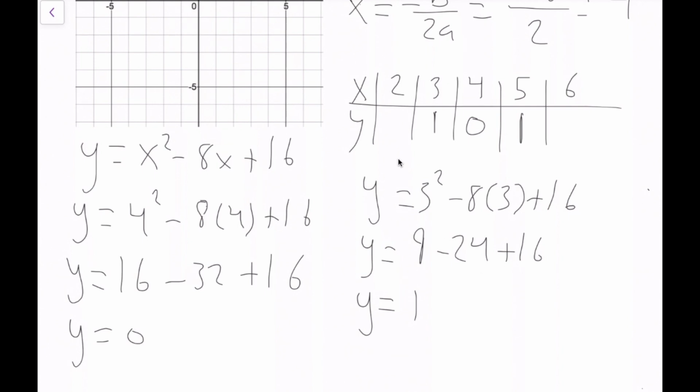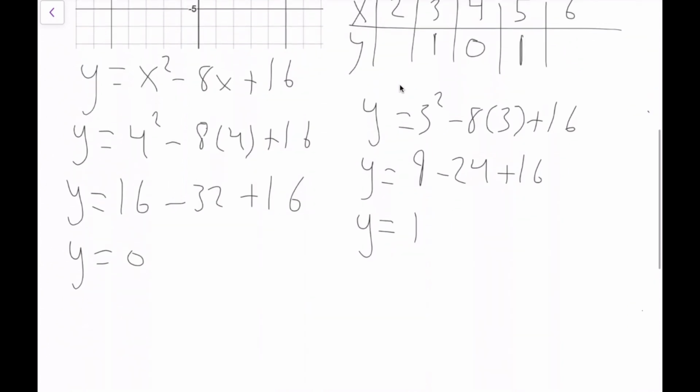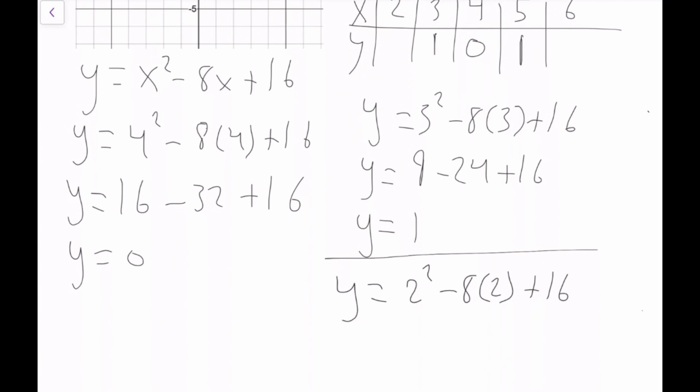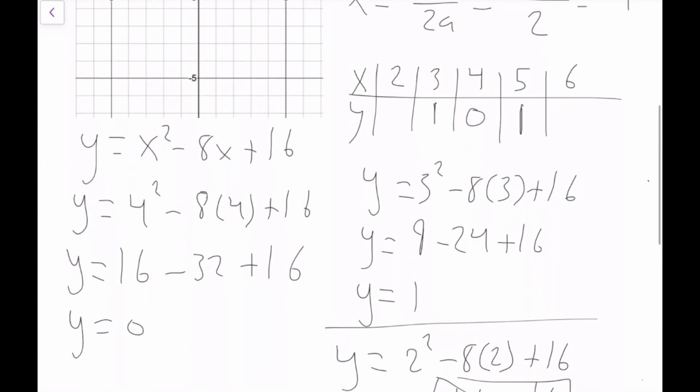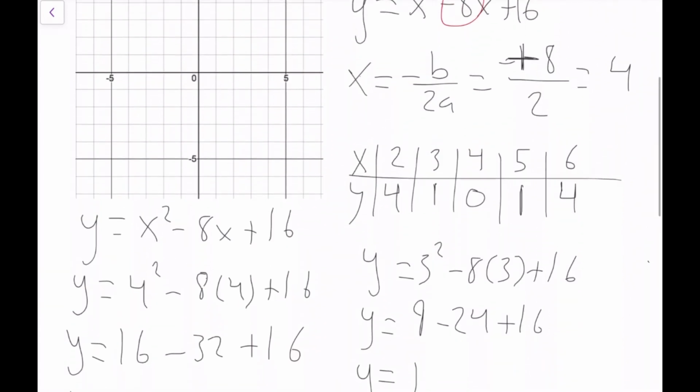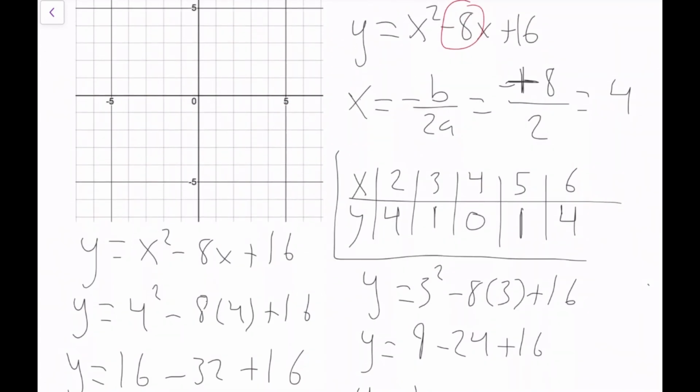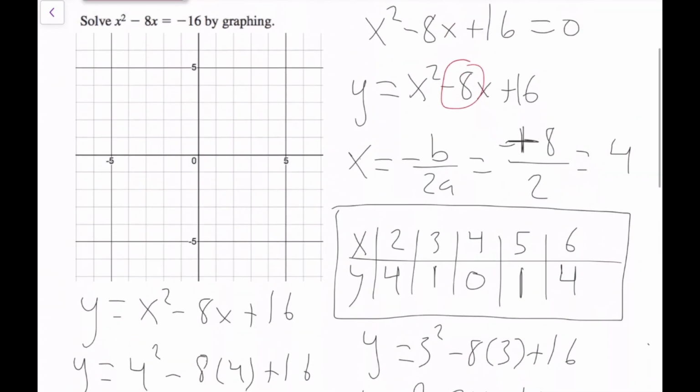And I'll do the same thing for x equals 2. I get y equals 2 squared minus 8 times 2 plus 16. So this becomes y equals 4 minus 16 plus 16. So these cancel out, and all I'm left with is this 4 here. So I can just plug the 4 in here and here. And then I will plot this table on my graph and show you what this graph looks like.